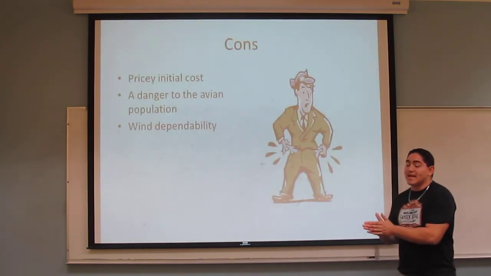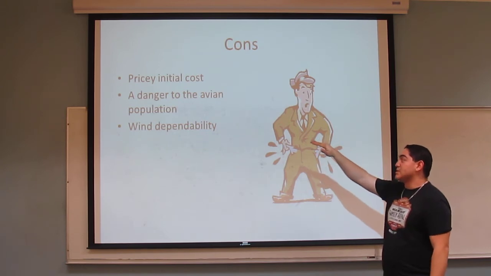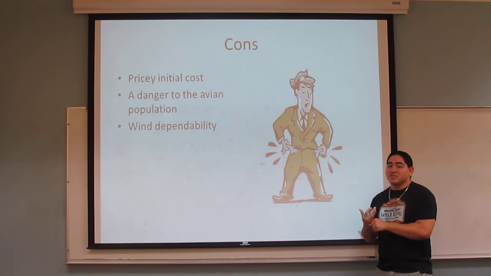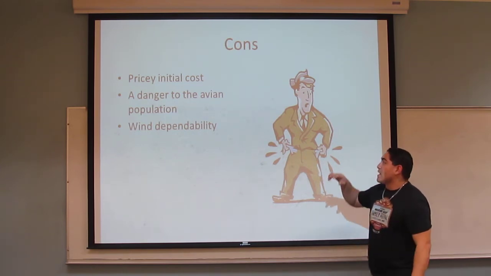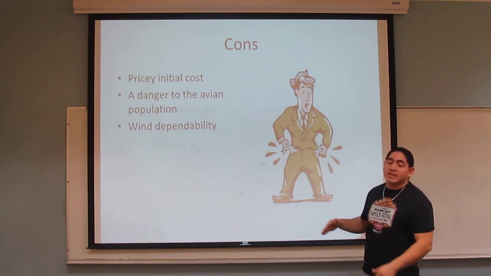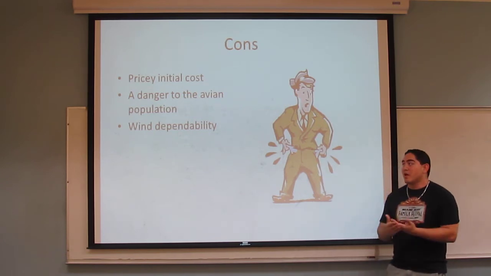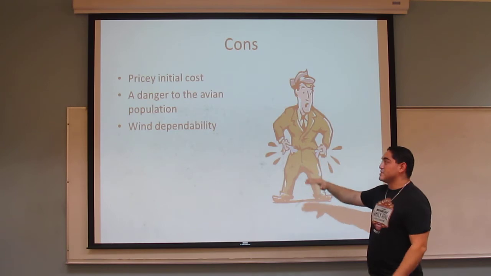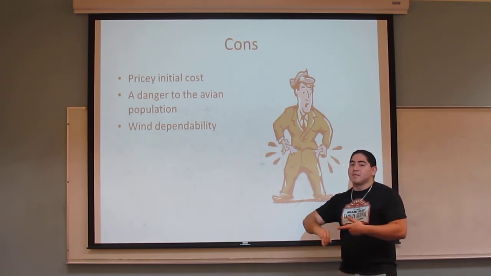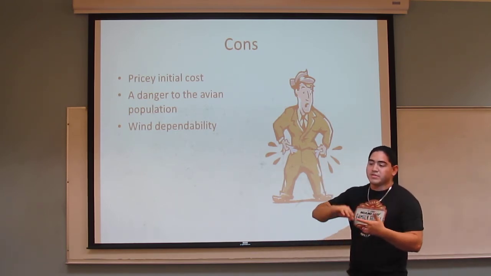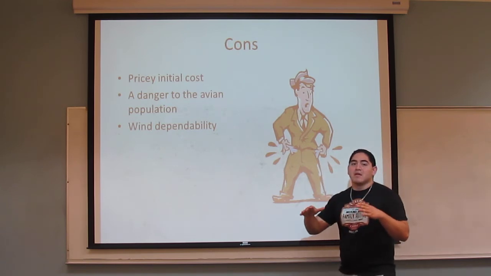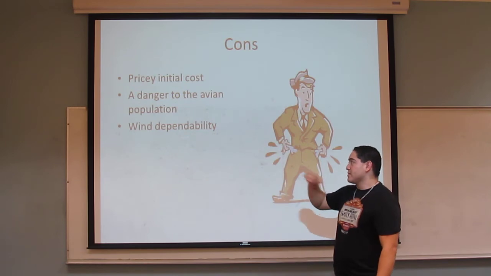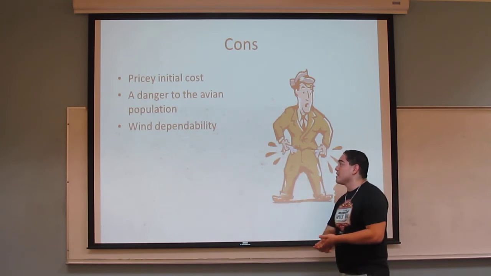Cons. Like I said before, it is a pricey initial cost. So that can be a downside to most projects and designs. A danger to the avian population. This is for all the animal lovers. It can be a very big downside because these turbines don't stop, and therefore birds, bats, any flying species flying in there are pretty much dying.